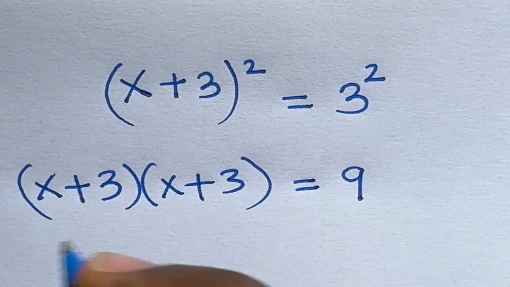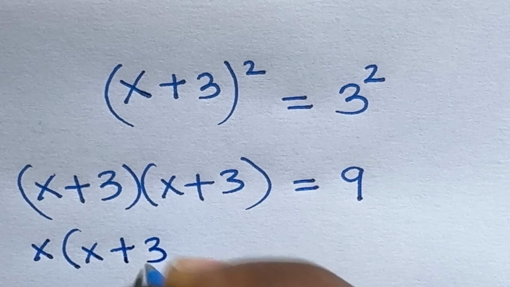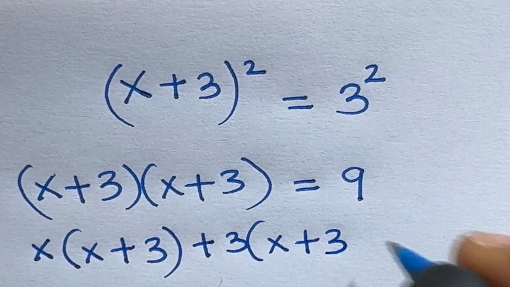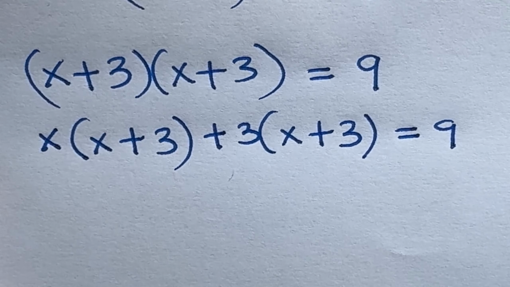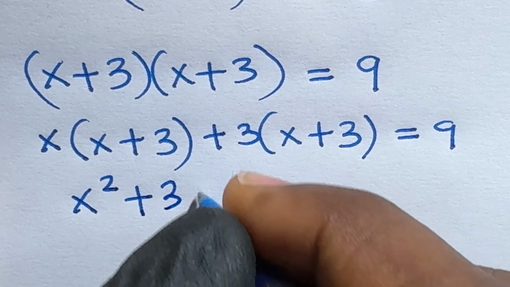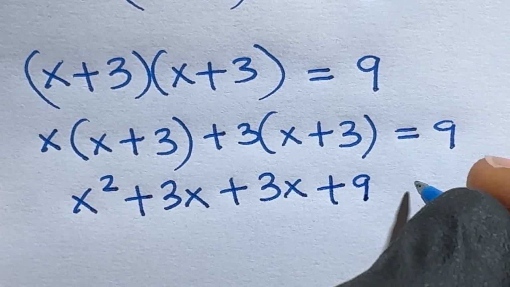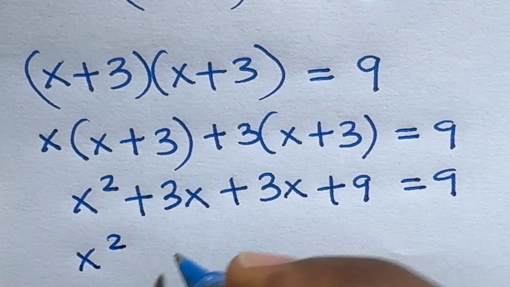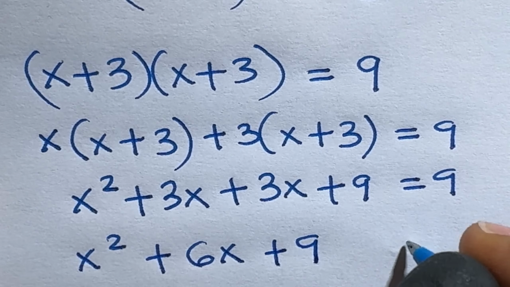So x into x + 3 plus 3 into x + 3 is equal to 9. This means x² + 3x + 3x + 9 is equal to 9. x² + 6x + 9 is equal to 9.